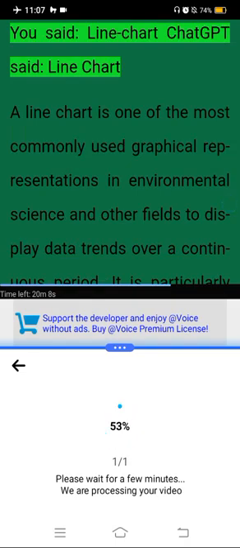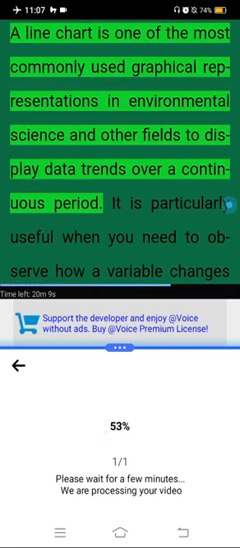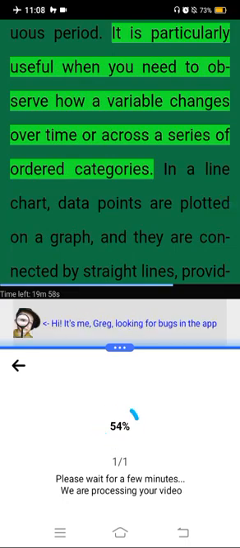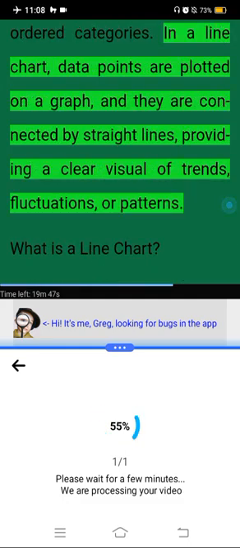Line chart. A line chart is one of the most commonly used graphical representations in environmental science and other fields to display data trends over a continuous period. It is particularly useful when you need to observe how a variable changes over time or across a series of ordered categories. In a line chart, data points are plotted on a graph and connected by straight lines, providing a clear visual of trends, fluctuations, or patterns.